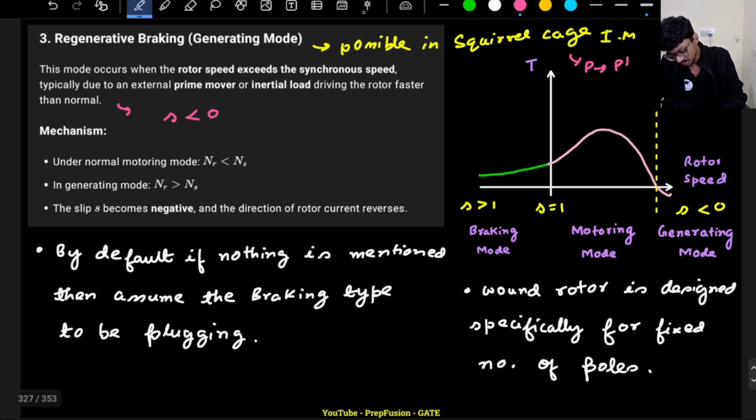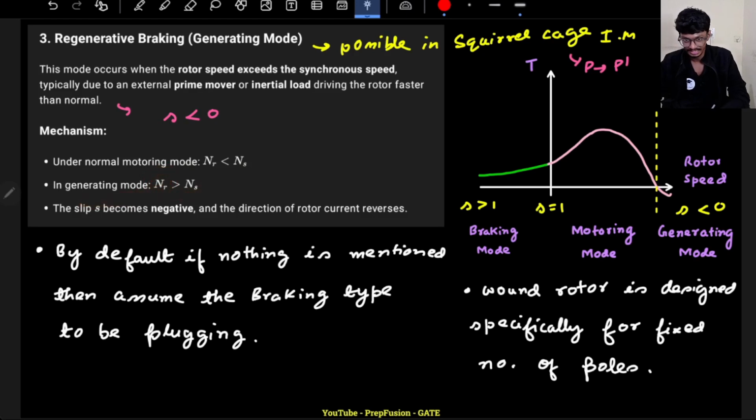Okay, so this we have discussed under normal motoring mode: Nr will be less than ns. In generating mode, Nr will become higher than ns, just as I explained at the start of this lecture. So the slip will become negative, and the torque will be negative, because the key point is the rotor field will try to follow the stator field. The stator field is lagging, the rotor field is moving much faster, so the rotor field will try to bring the rotor backwards, right? So in this, we cannot bring the speed to 0.